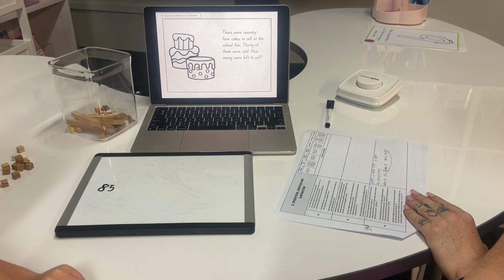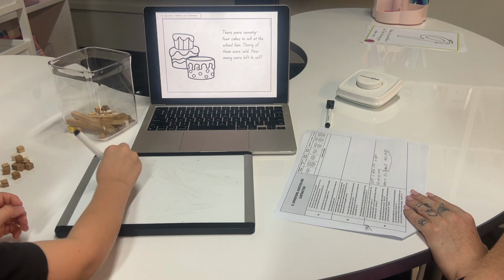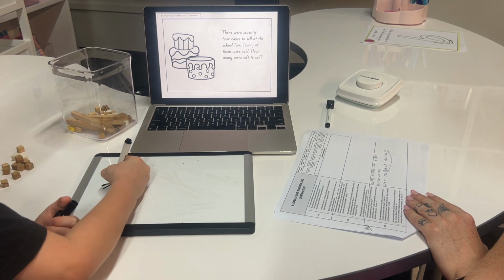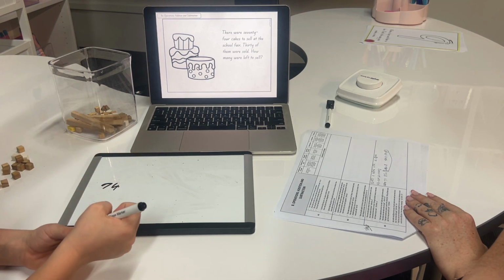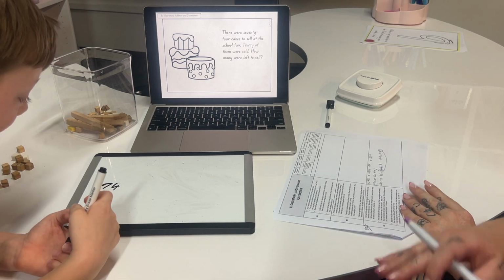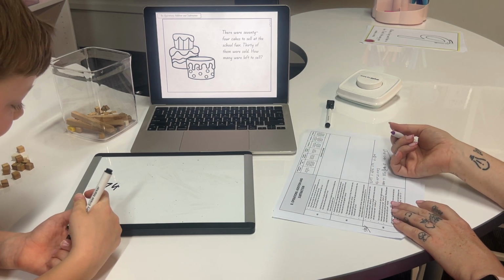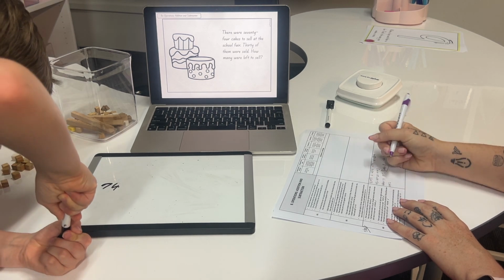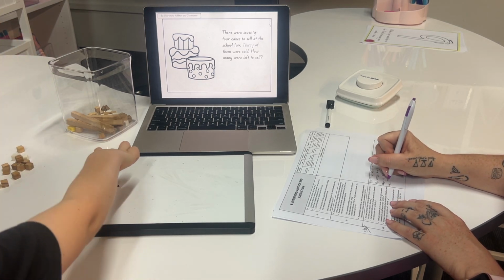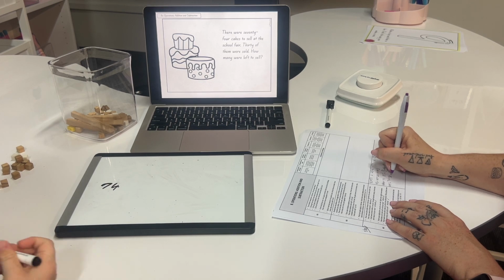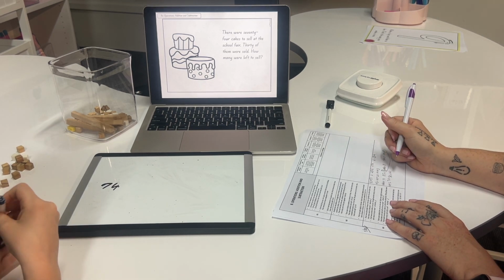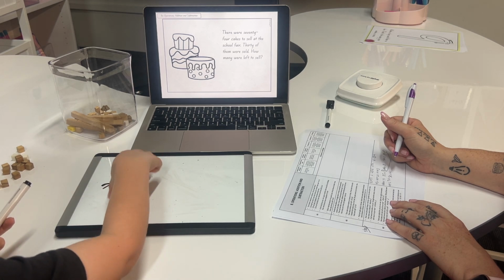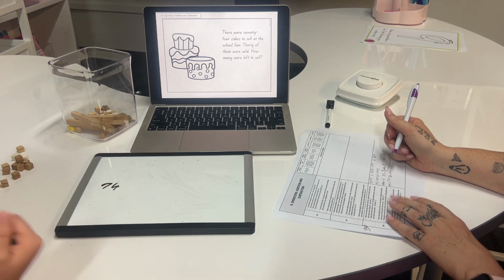There were 74 cakes to sell at school. 74 cakes. 30 of them were sold. How many were left? 44. How'd you get that? Because the 3 minus 7 equals 4, and because there was a 0 there, I didn't need to do anything with the 4.